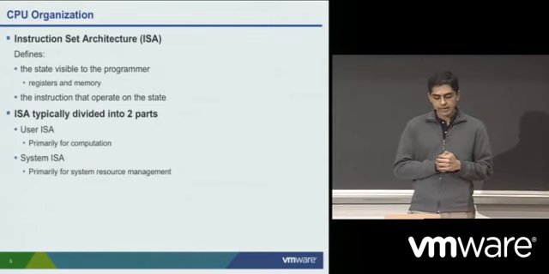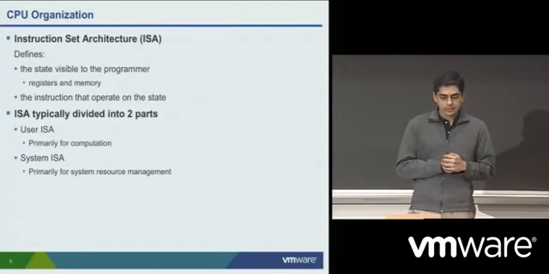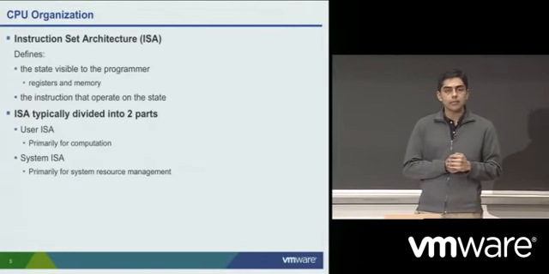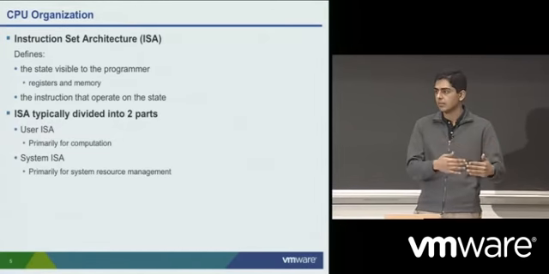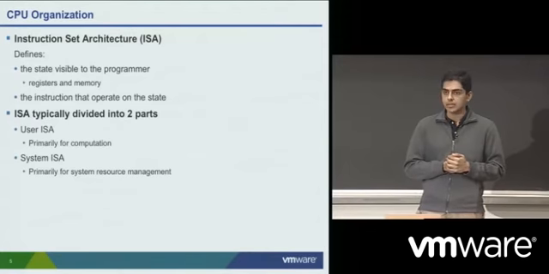So the user ISA in particular is used for things like loading and storing from and to memory, add instructions, what have you. The system ISA is used primarily for system resource management, and typically we also call this the user ISA and the privileged ISA, or the unprivileged ISA and the privileged ISA, and I'll be using these terms interchangeably in today's talk.